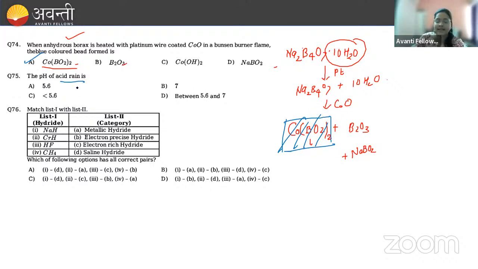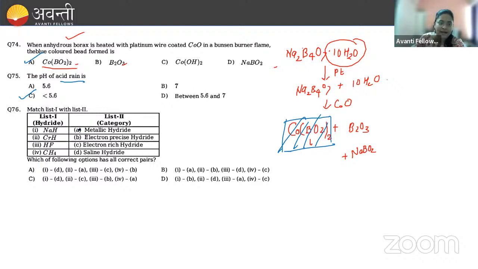Next, the pH of acid rain is... we talked about acid rain just the day before yesterday. When water has a pH less than 5.6, it is what? Acid rain. So the answer will be C.